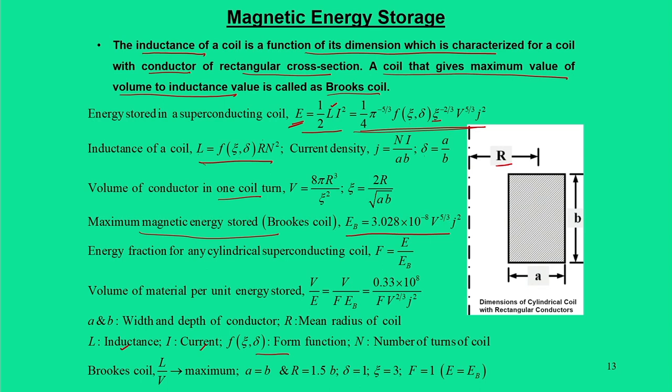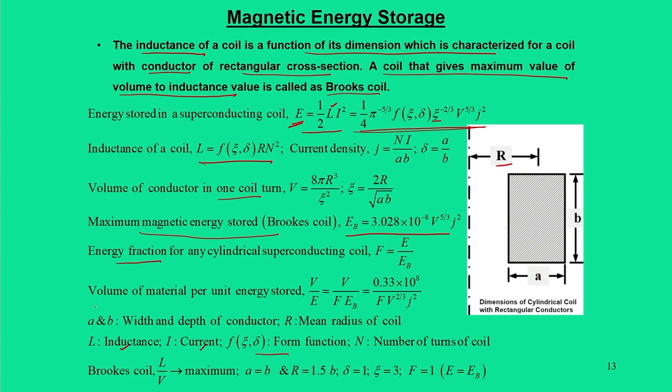Now, for any other coil, if you want to find out how much magnetic energy you can store, then we refer to the Brooks coil and find a fraction called the energy fraction. But the most difficult part is that it is very difficult to achieve the Brooks coil concept. So, normally energy is stored in a conventional, available coil. Then we require another characteristic for magnetic energy storage, because aspect ratio and sizes are all involved.